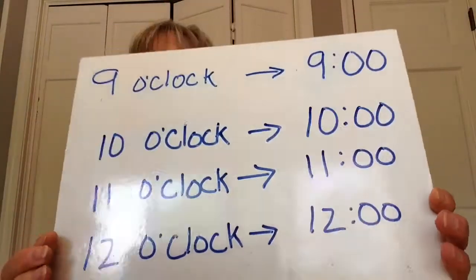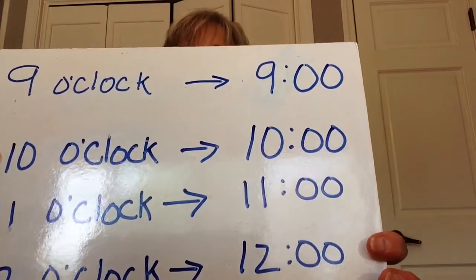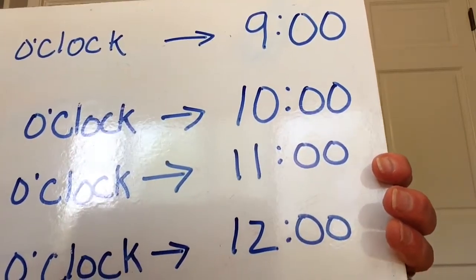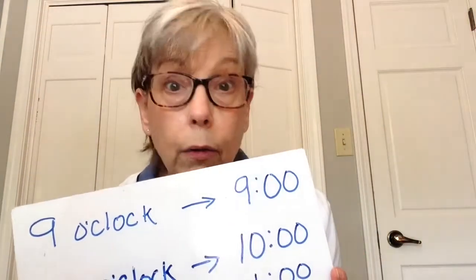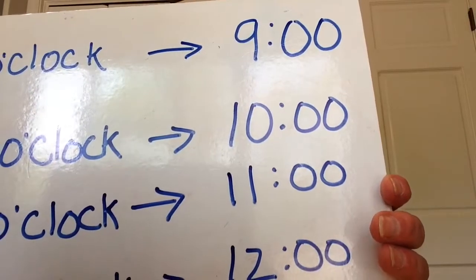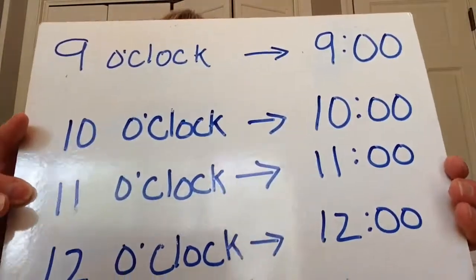So what's the next time that I have written there? It's 10 o'clock. Can you see that? It says 10 o'clock, and then over on the side it has 10, the two little dots, which are called a semicolon, by the way, and then 0, 0. Both of those say the same time. They say 10 o'clock.